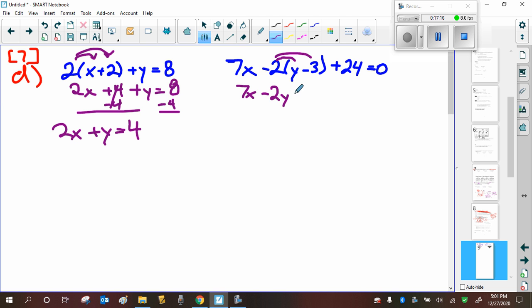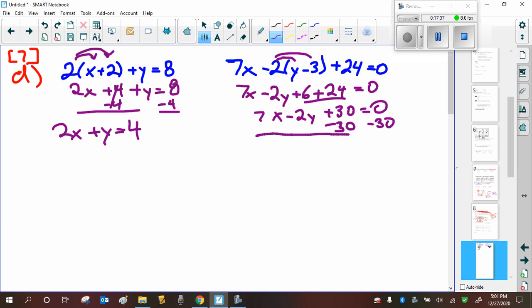See actually if this is negative 2y plus 6. I'm going to add these together. Don't have to, but I like to do one step at a time. Now I'm going to subtract 30 from both sides. And so my second equation is now 7x subtract 2y. And when I say that, I'm actually checking my previous work to make sure I didn't make a sign mistake.